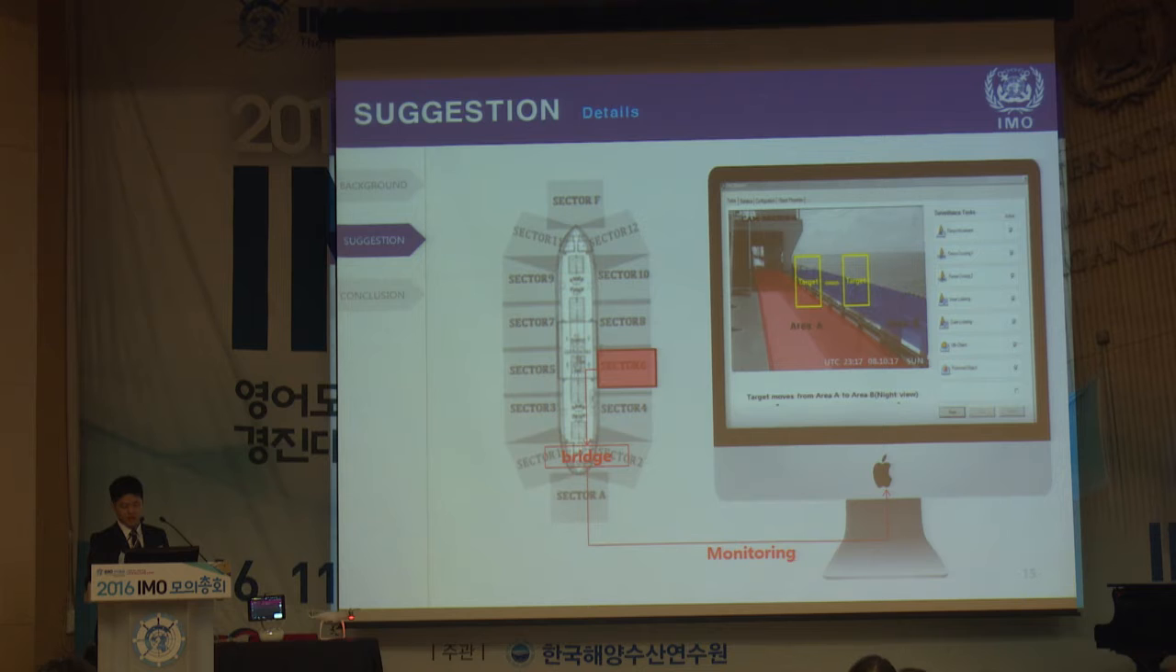If MOV is detected on section 6, sensors activate an alarm on the bridge. On the bridge, the duty officer is notified there is a likelihood of an MOV situation. The duty officer can verify the situation by checking the monitor, whether there were actual MOV accidents or not.